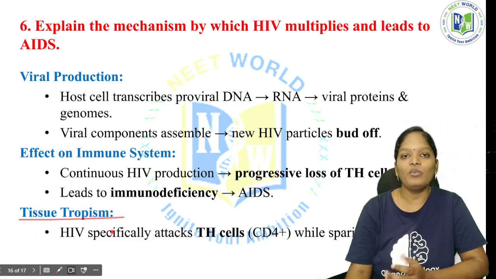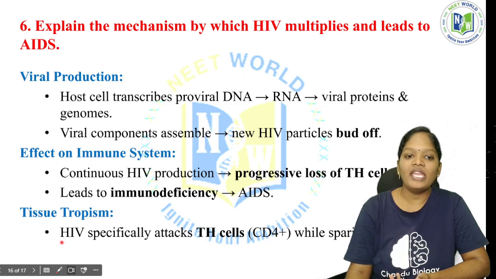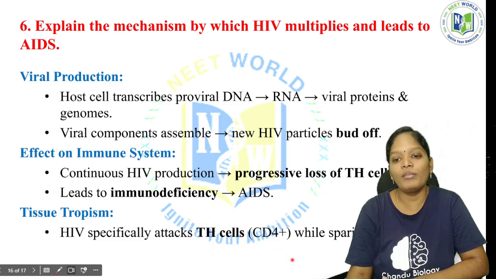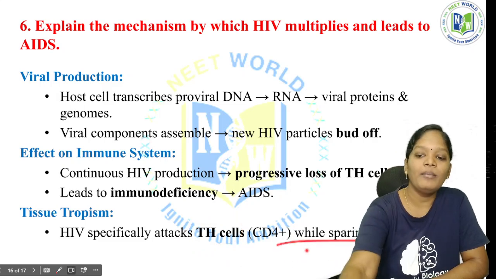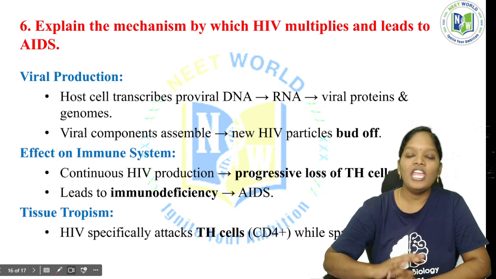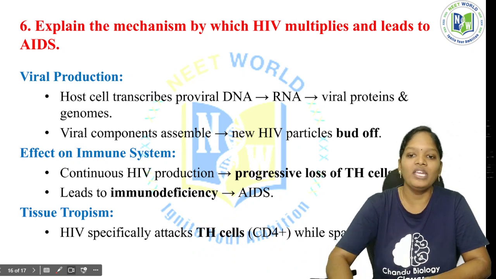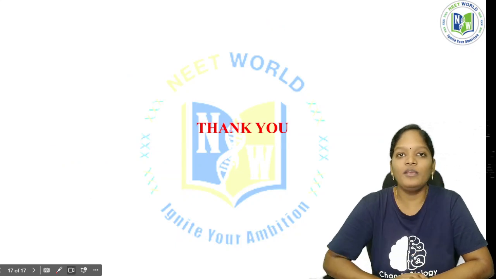Tissue trophism. What is tissue trophism? Here HIV is specifically attacking the T helper cells. The marker which is present is called the CD4 marker. Okay, sparing the macrophages. So this is the important mechanism of the HIV in our human body. Okay, so that's all about this immune system.